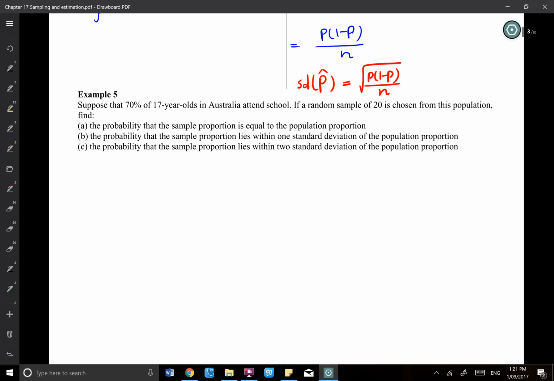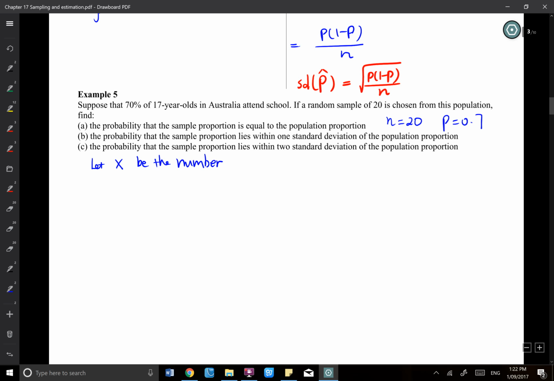So suppose that 70% of 17-year-olds in Australia attend school. If a random sample of 20 is chosen from this population, so you have 20 chosen, which means N equals 20. And we have 70% as the true population, so your P is 0.7. That's the true population proportion. So let X be the number.